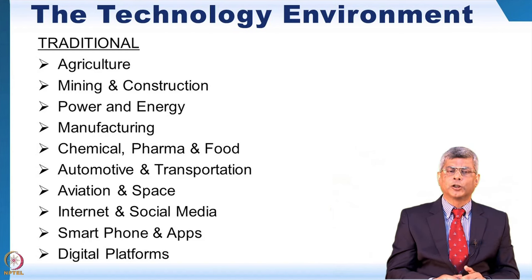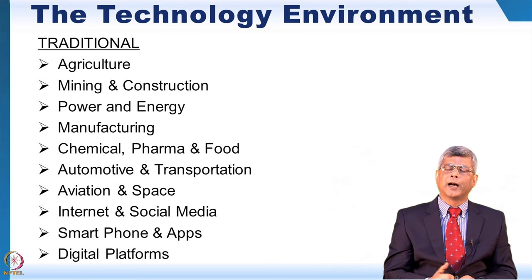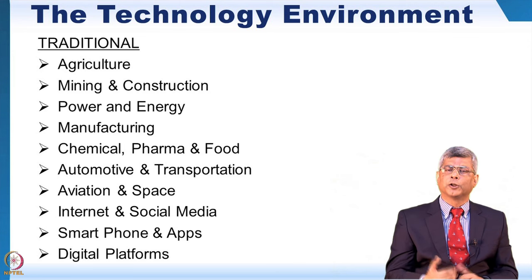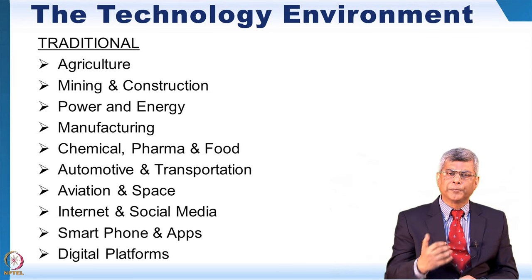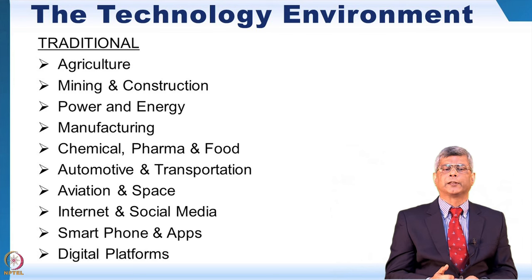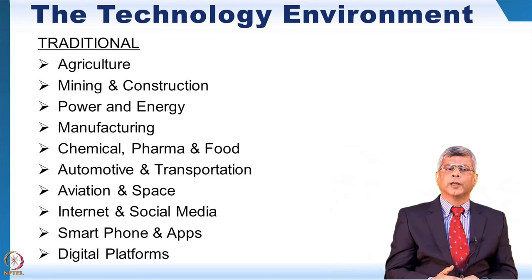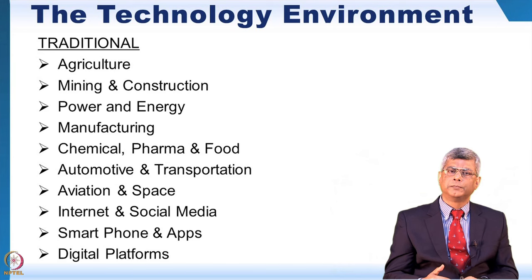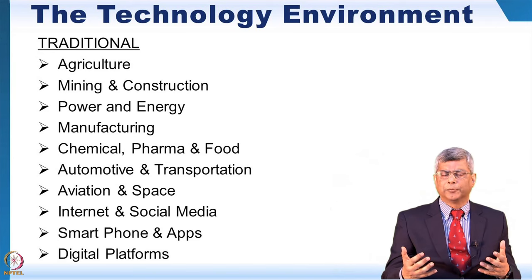Automotive and transportation. If you are making cars or ships or planes or motorcycles or even bicycles, sports bicycles, you have to be aware of the new technology in automotive, about the engine, about the transmission, about the electricals, about the electronics, about the metals, the steel body. You have to be aware of all of this technology. If you are in aviation and space, you have to be aware of the latest and best in spacecraft or the planes, building aircraft.